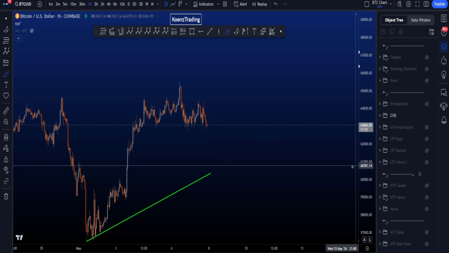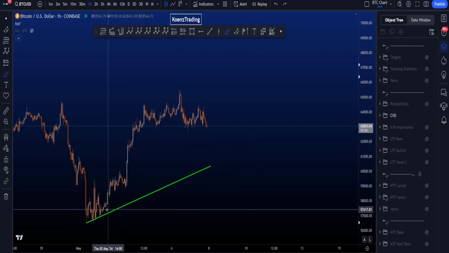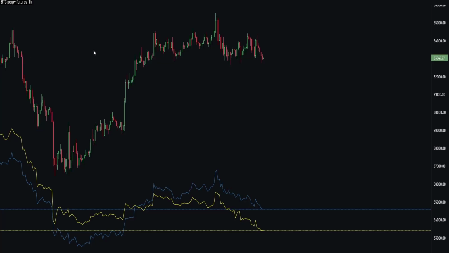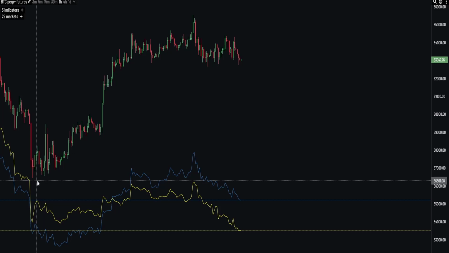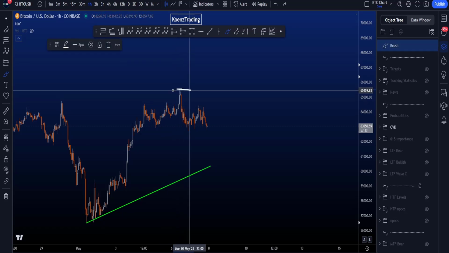If we look at the CVD divergences, we do have bullish CVD divergences on the chart, higher low in price, lower low on the CVD on the 1-hour time frame here. As you can see, higher low in price, but on yellow, lower low on the CVD. That is a bullish CVD divergence, and the target is this high here.